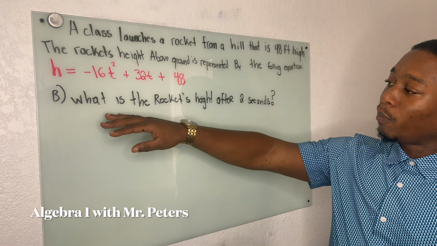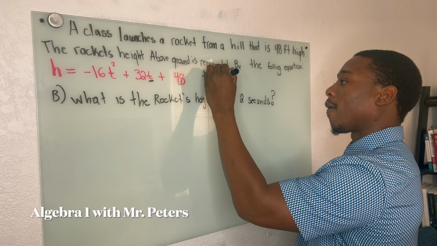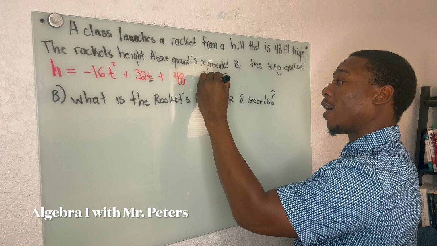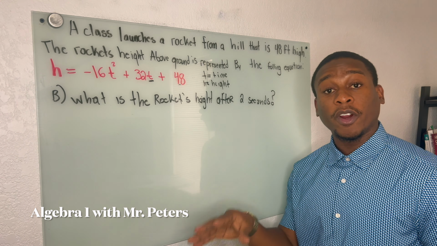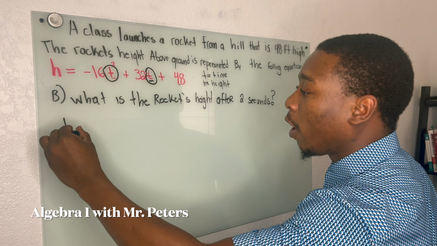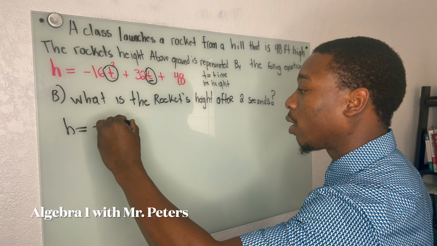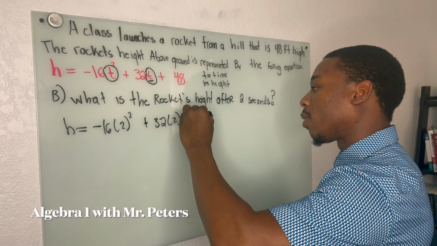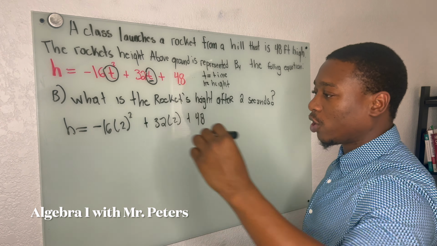Just remember that t represents time and h represents height. It's always good just to put what the variables represent. Okay. So now what we're going to do is substitute 2 in for t. And all that they're trying to do is make sure that you guys correctly solve this quadratic equation. What that means is that we just make sure we follow order of operations.